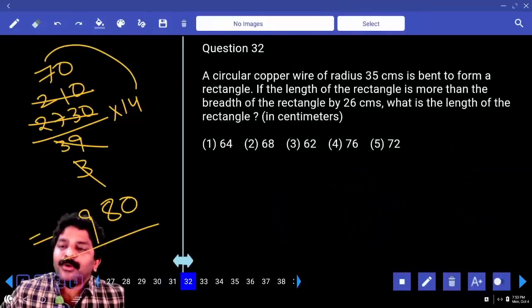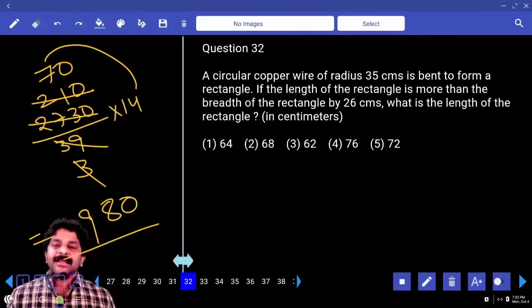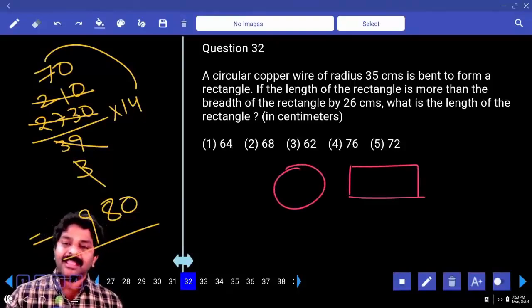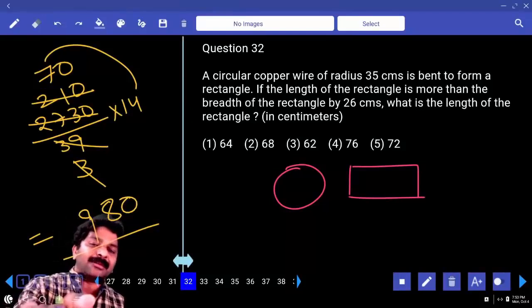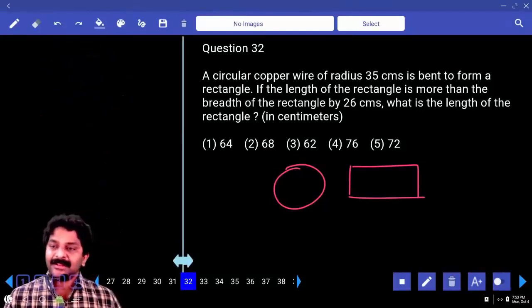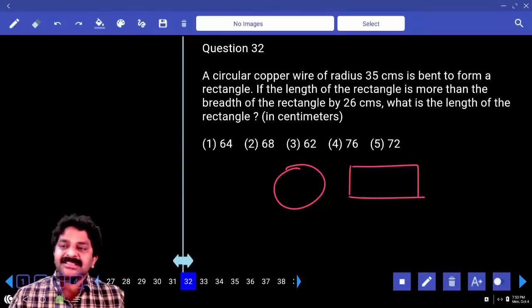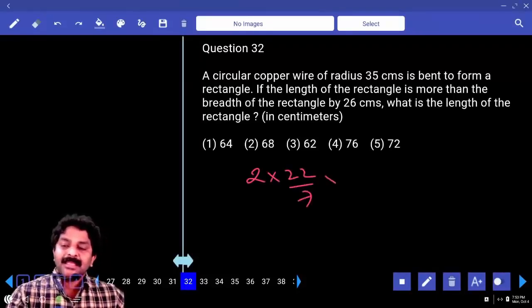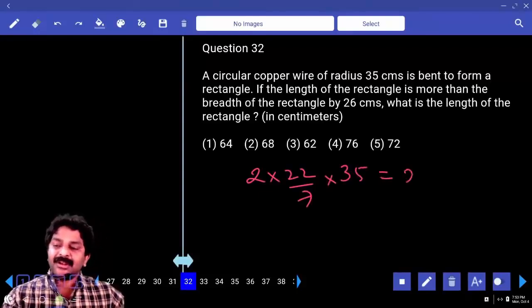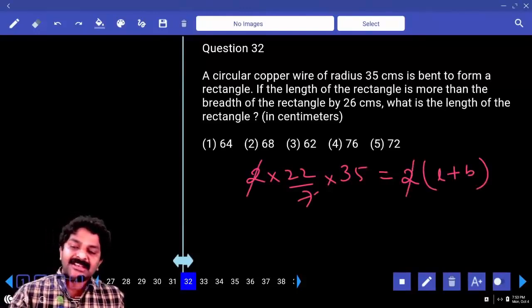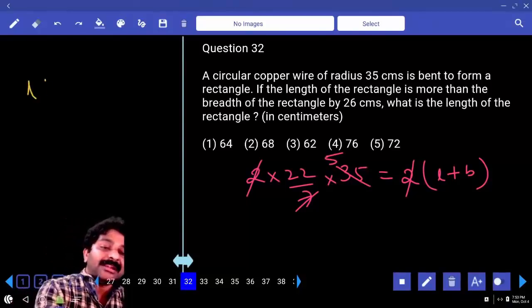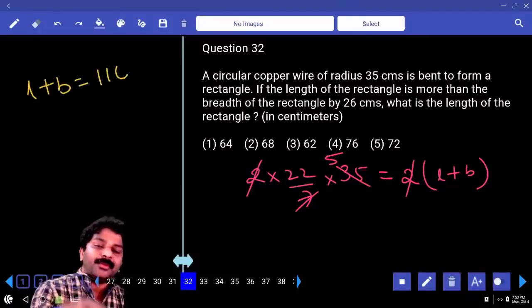A circular copper wire of radius 35 centimeters is bent to form a rectangle. When a circular wire is bent to form a rectangle, for the circle and rectangle, what must be the same? Perimeter. So the radius of the circle is already mentioned as 35. Then perimeter is equal to 2 pi r, which is equal to the perimeter of the rectangle, 2 times (L plus B). 2 gets cancelled. 7 5s are 35, 22 5s are 110. L plus B is equal to 110.